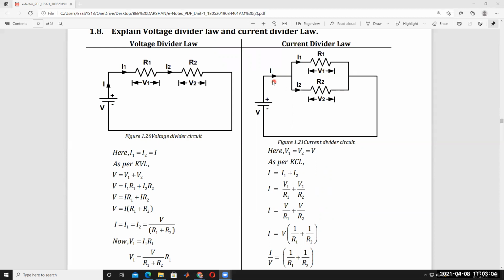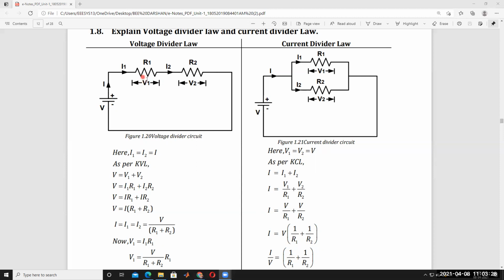It's clear. The current I is dividing into I1 and I2, but the voltage is the same. Here the voltage is V2, here the voltage is V1. That means V1 is equal to V2 is equal to V. The voltage is the same, current is dividing. That's why we have to apply the current divider rule here.